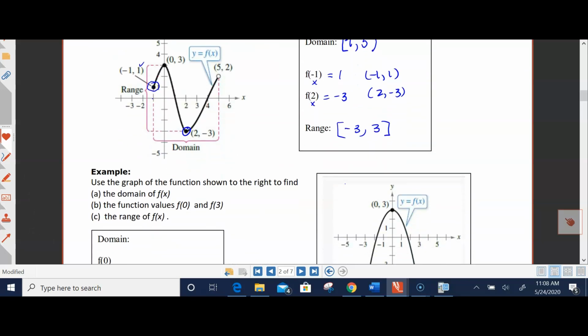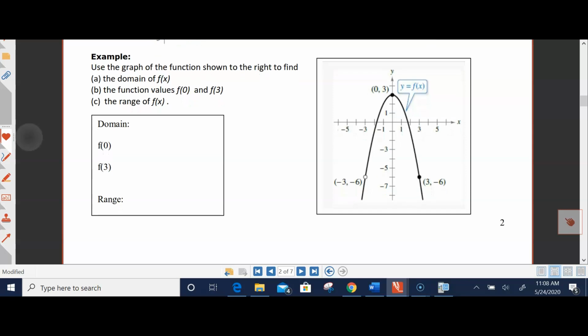Okay, let's check another one. Let's check out another example. Okay, we've got a graph to the right. We want to find the domain, some function values, and the range again. Why don't you pause the video, play around with it, and then come back and check your results.